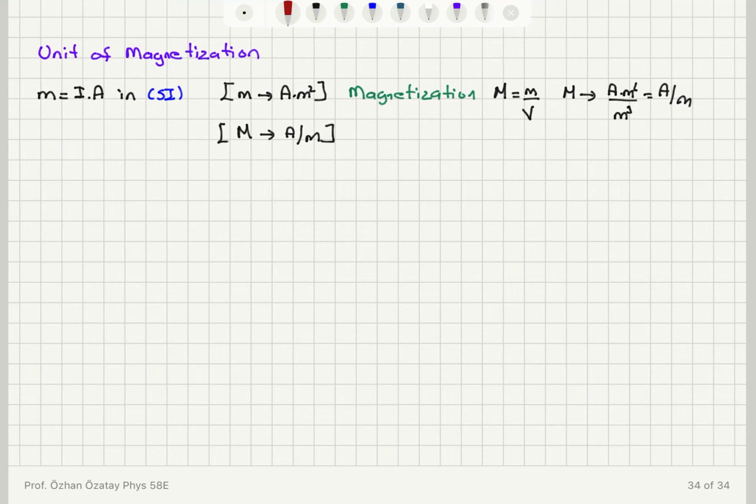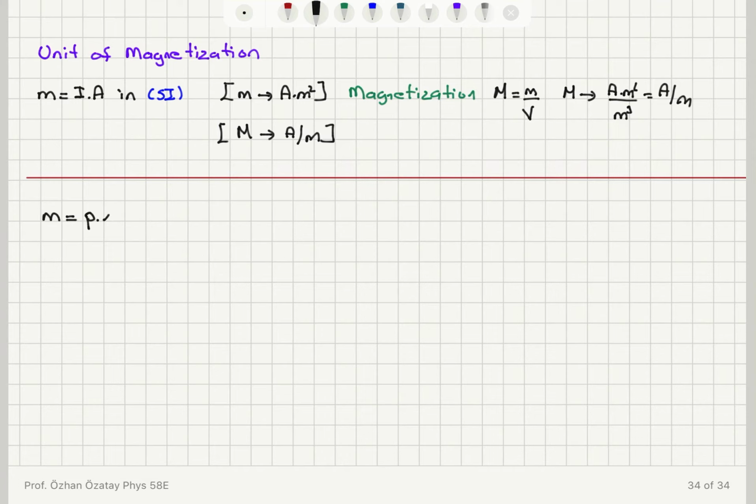Now I would like to go to the CGS EMU picture. The magnetic moment is defined as pole strength times L, the distance between two identical poles in the CGS EMU picture.